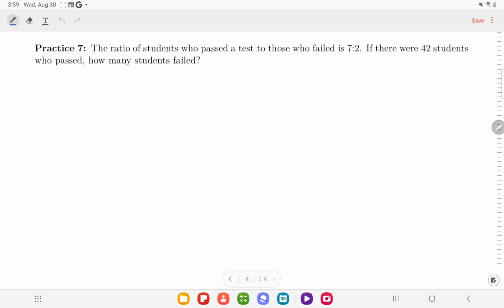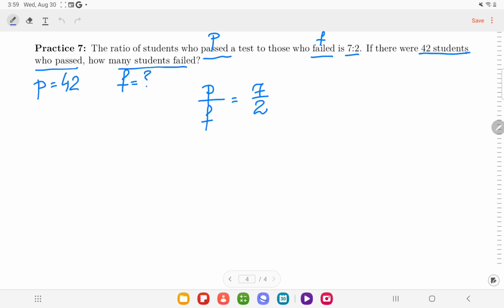The ratio of students who passed a test to those who failed is 7 to 2. Let's represent the number of students who passed the test with letter P and those who failed the test with letter F. We can write the proportion students who passed to students who failed is 7 to 2. If there were 42 students who passed, how many students failed? We have to find how many students failed when P equals 42.